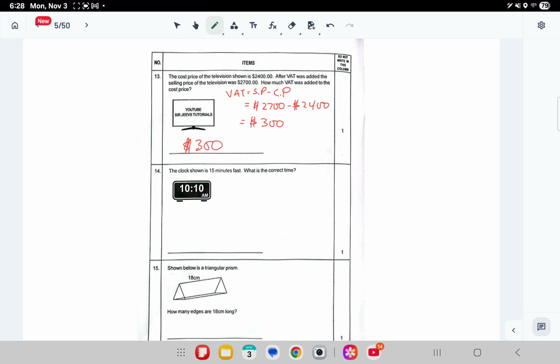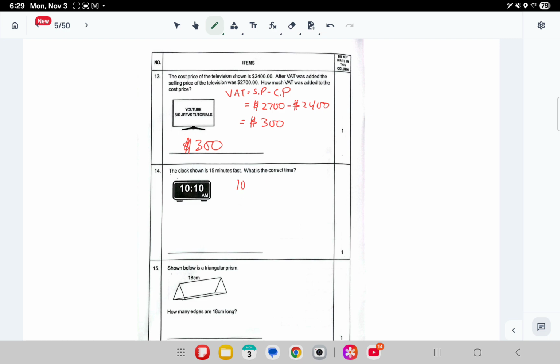Number 14, the clock shown is 15 minutes fast. What is the correct time? If the clock is fast, we need to take away to go back in time. Alright? If it is fast, we subtract. If it is slow, we add.